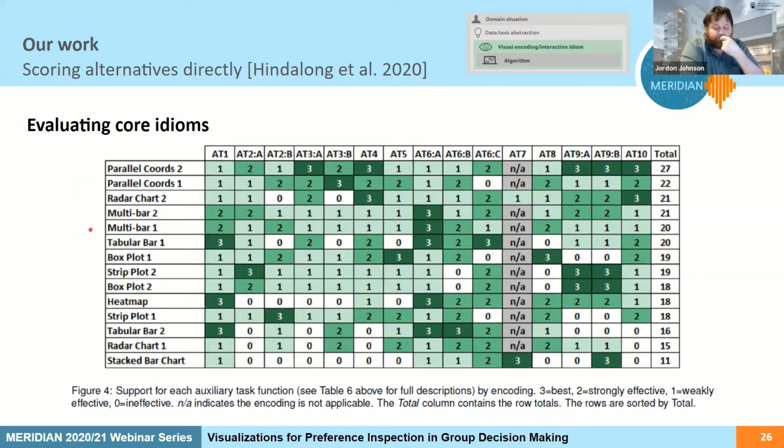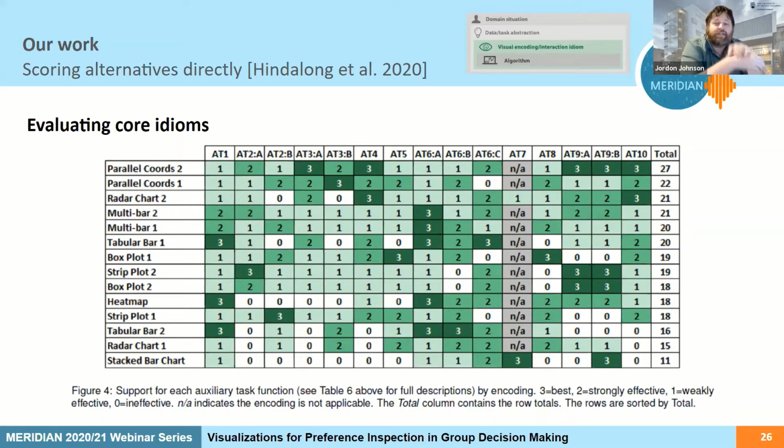So we noticed that there are some of these idioms that do quite well at a number of tasks. So this parallel coordinates is the best at 5 different cases. However, it's also not very good at some other ones. And that's one of the important things to see here, is that there's no one idiom that strongly supports everything. However, there are combinations of multiple idioms that can be used to strongly support everything.